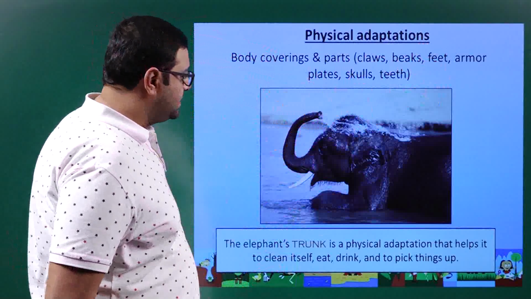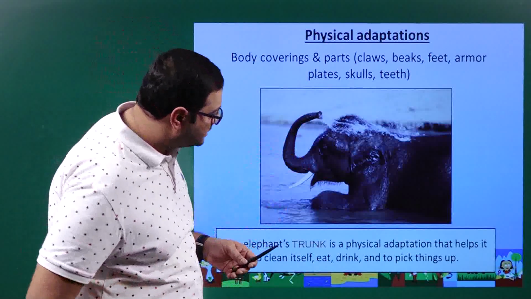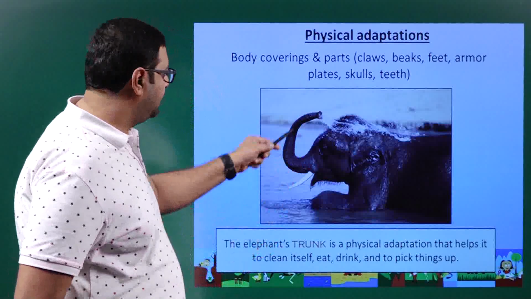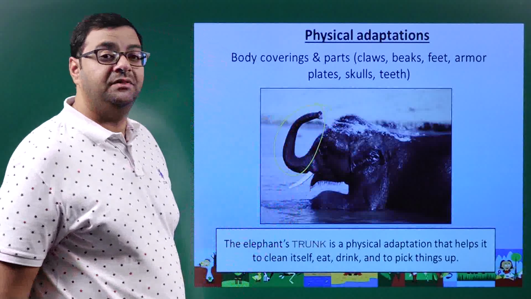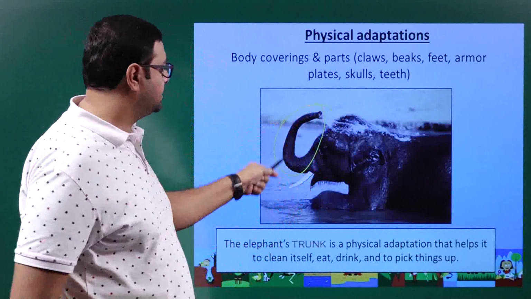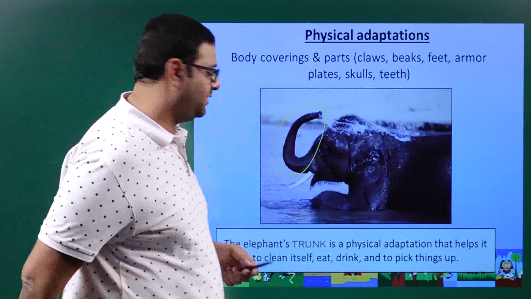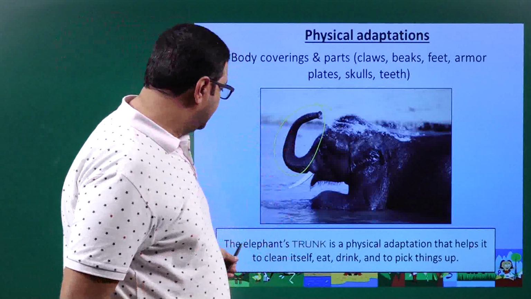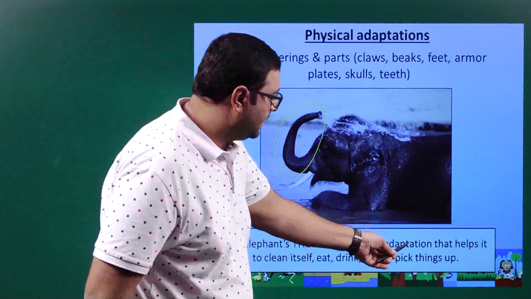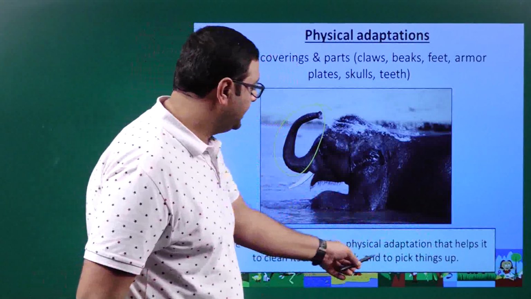You can see what I'm showing here. I'm showing an adult elephant with a trunk. This trunk has around 600 muscles which are working together, and the elephant is able to wobble it. The elephant's trunk is a physical adaptation that helps it to clean itself, eat, drink, and pick up things.